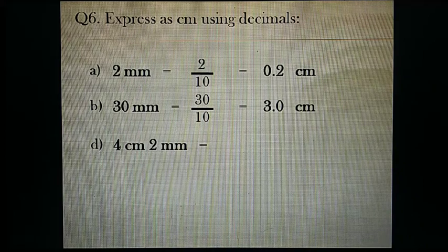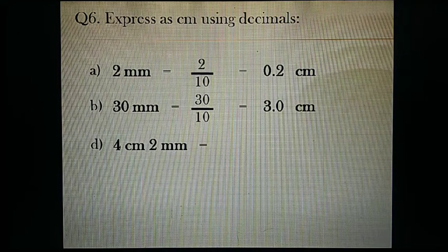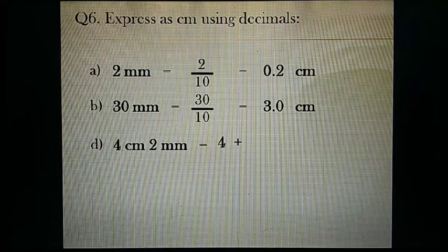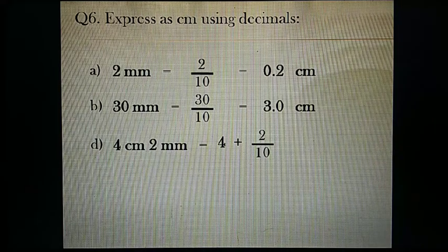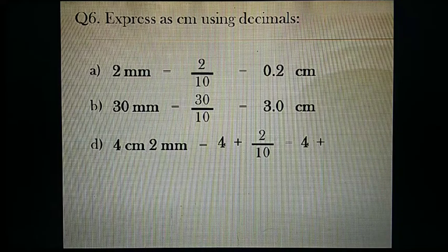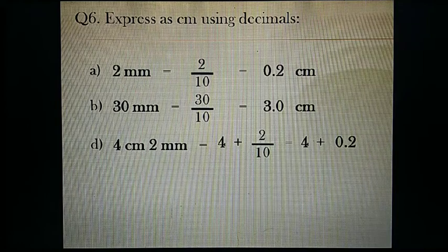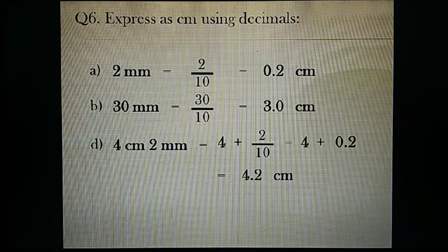Next is 4 centimeter 2 millimeter. 4 is already in centimeter. To convert 2 into centimeter, divide by 10. 4 will be as it is. 2 upon 10 means point after one digit from right. 4 is a whole number, added to the whole part of the decimal number. 4 plus 0 will be 4. Decimal part as it is. So 4.2 centimeter.